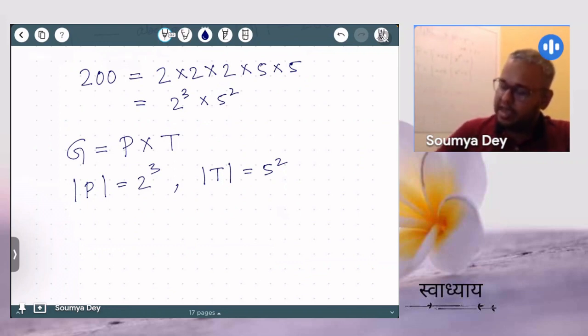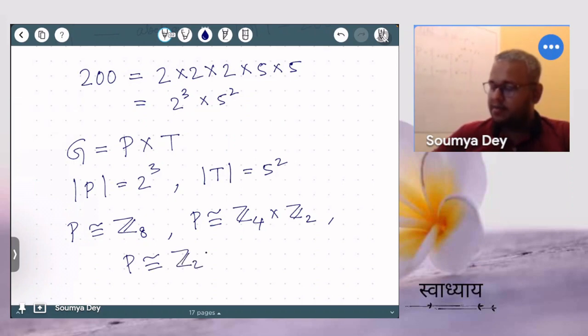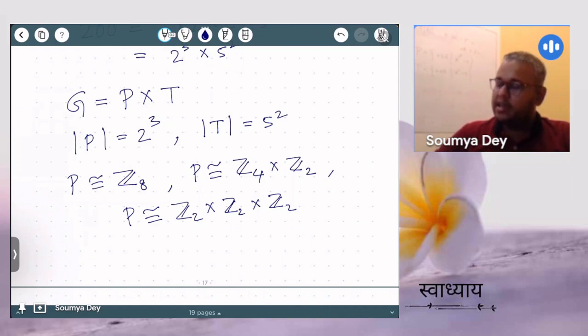If you look carefully, this P can be either isomorphic to Z8, or it can be Z4 cross Z2. What is the other possibility? The third possibility is Z2 cross Z2 cross Z2. These are the 3 possibilities for P. I know the order is 2 cube, which is 8, but these are the 3 possibilities which the structure of P can have. Similarly, what about T? I know that the order is 5 square, but it may be cyclic, it may not be cyclic. So in case it is cyclic, this T will be isomorphic to Z25.